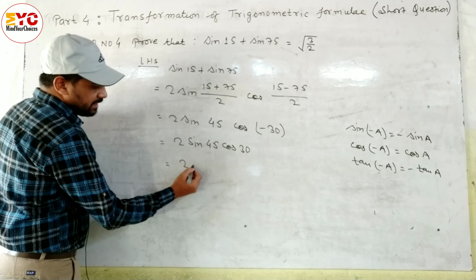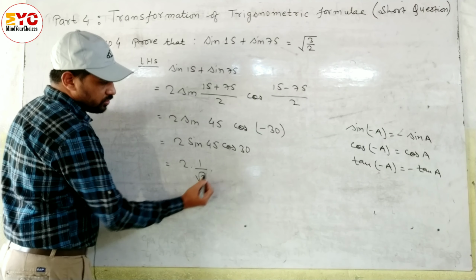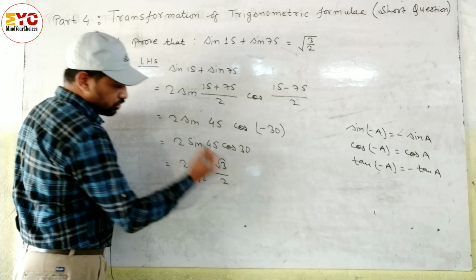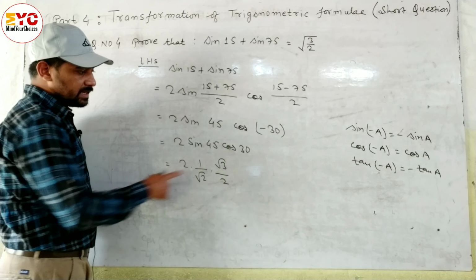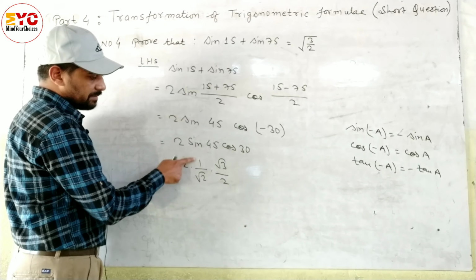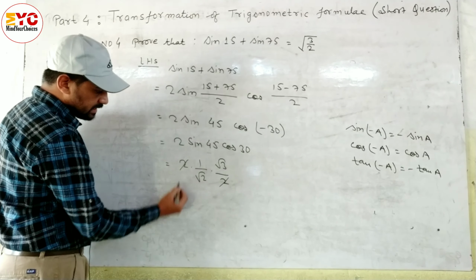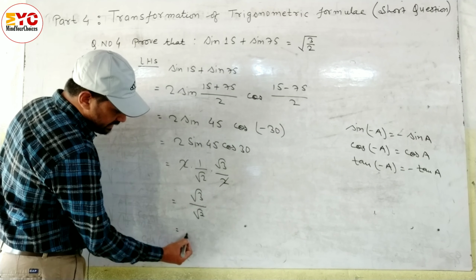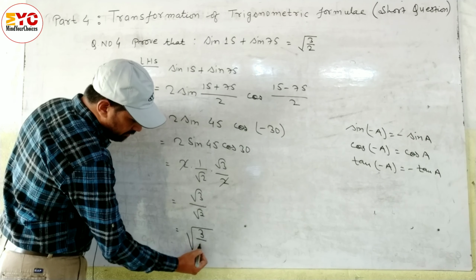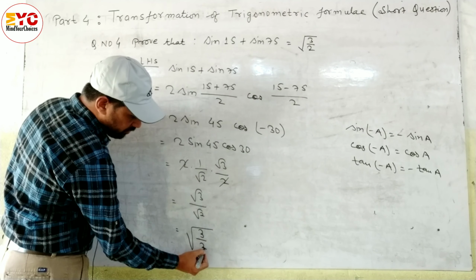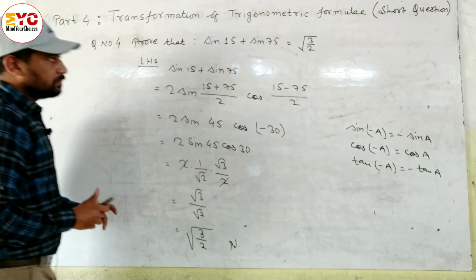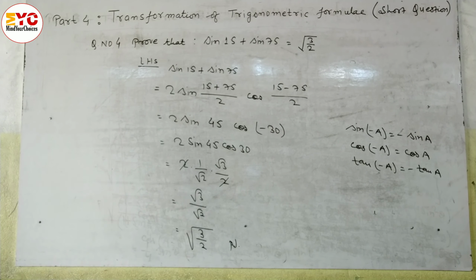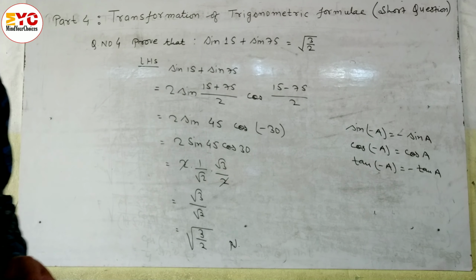The value of sine 45 is 1 by root under 2, and the value of cos 30 is root 3 by 2. Now 2 and 2 cancel. So remaining here is root 3 by root 2. We can write inside one root under 3 by 2. We have to prove root under 3 by 2. RHS proved. Hope you understand this question number 4 too. If there is any confusion, you can comment and tell me.